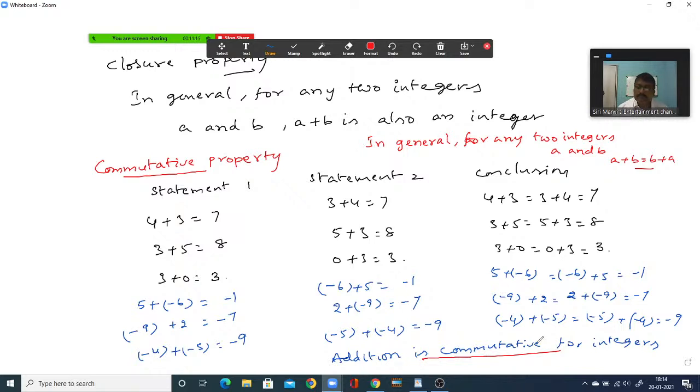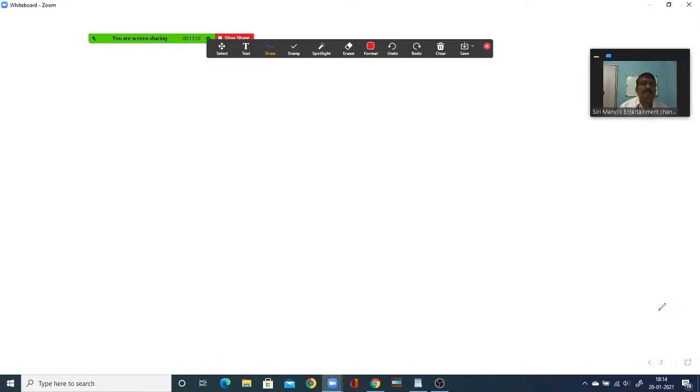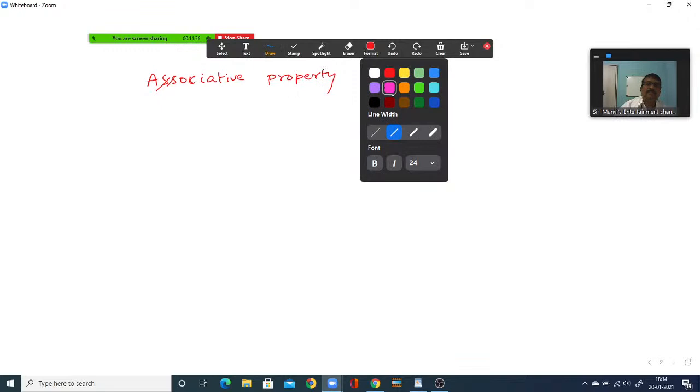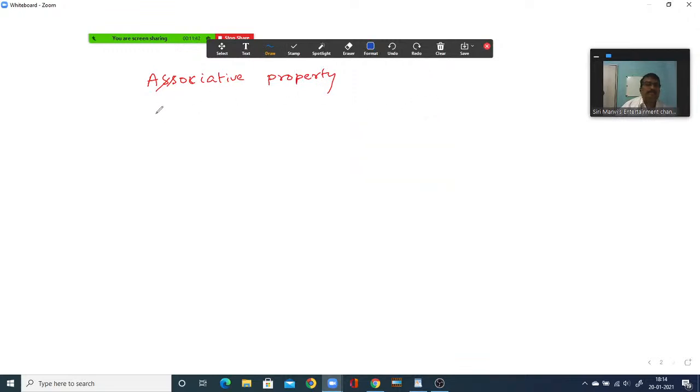So next, I am going to take another property, the associative property. In the associative property, first let us study some examples. Please note this. First I am taking 2 plus 3 plus 4, with brackets on 2 plus 3, equal to 2 plus 3 plus 4 with brackets on 3 plus 4.